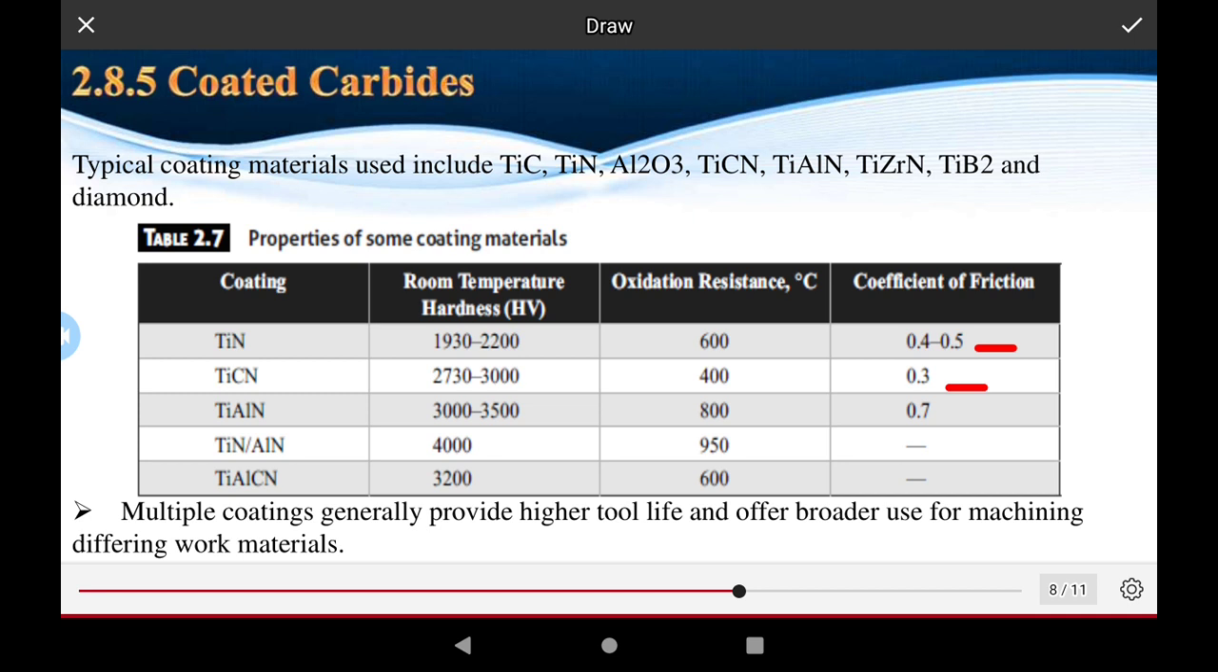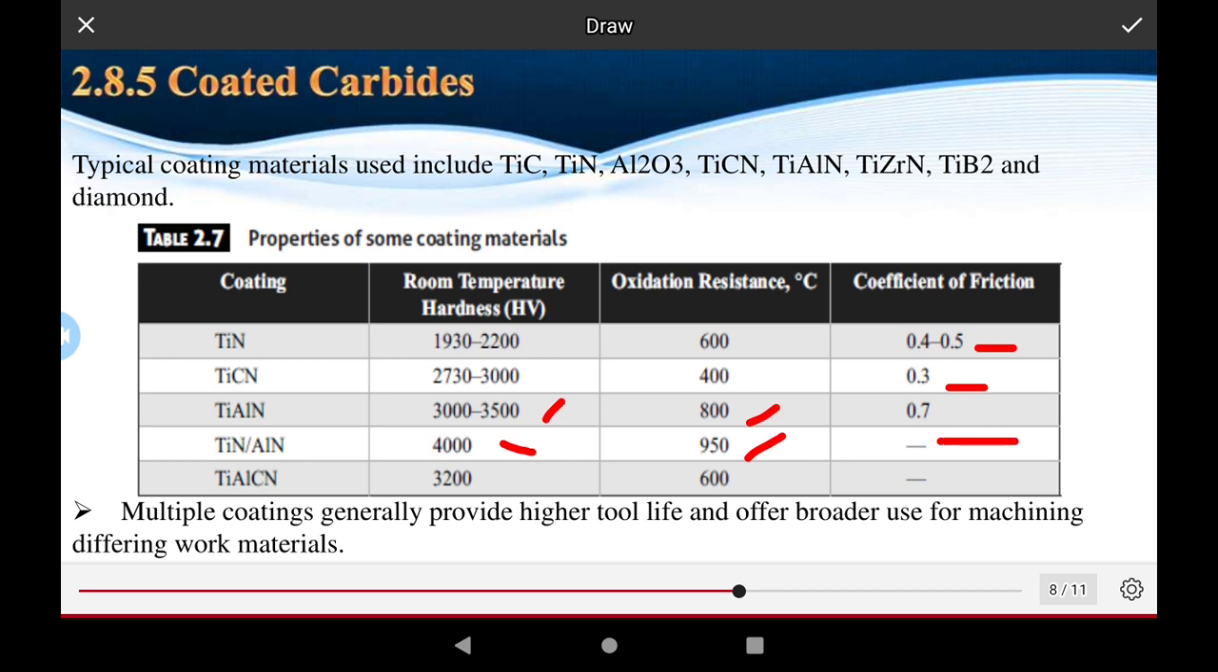Titanium aluminum nitride has a room temperature hardness of 3000 to 3500, oxidation resistance of 1800 degrees Celsius, and a low coefficient of friction. The coating of this other material has a room temperature hardness of 4000, oxidation resistance of 950 degrees Celsius, and a lower coefficient of friction.